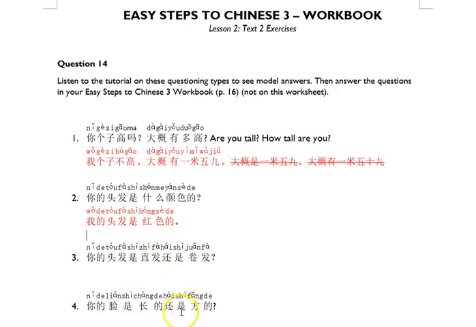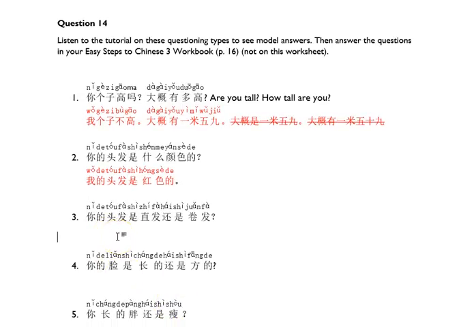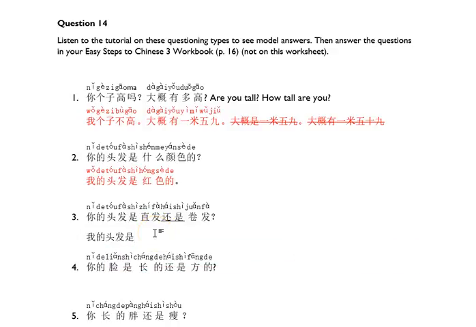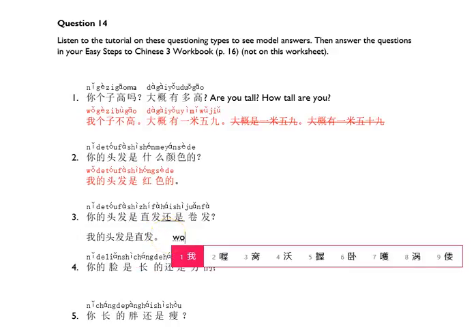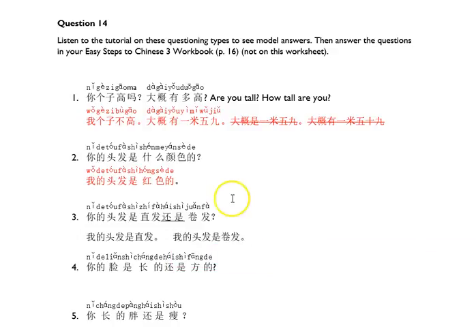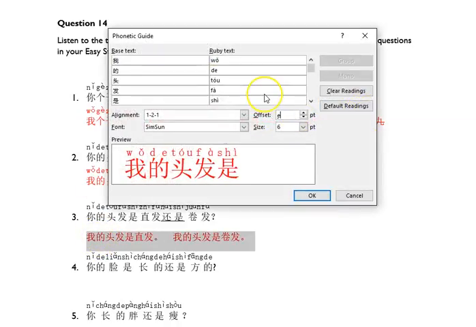Now, the next question. 你的头发是直发还是卷发? So is your hair straight or, this word means or, is it curly? So I would say 我的头发是, my hair is 直发. If you're going to say my hair is curly, 我的头发是卷发. Okay, it just depends on which one you are and how you need to respond.